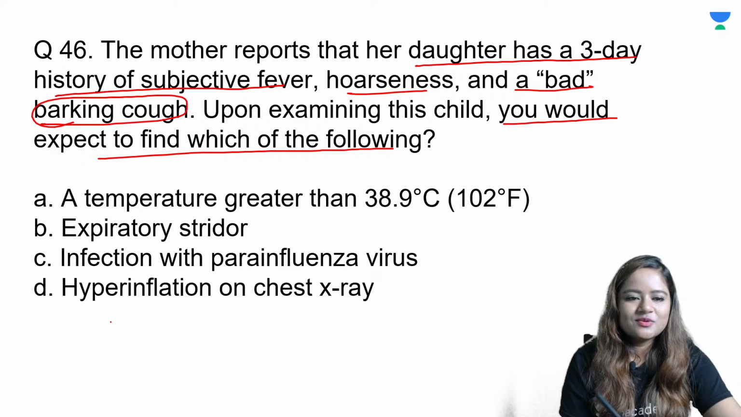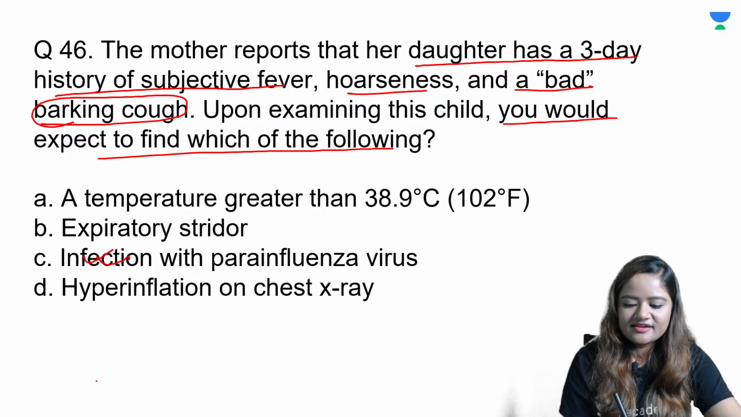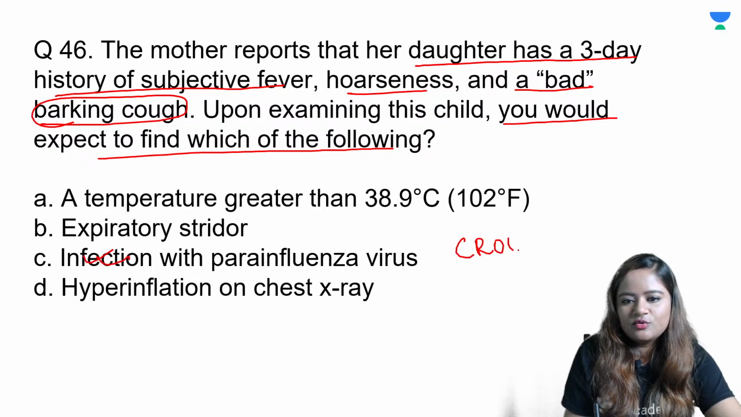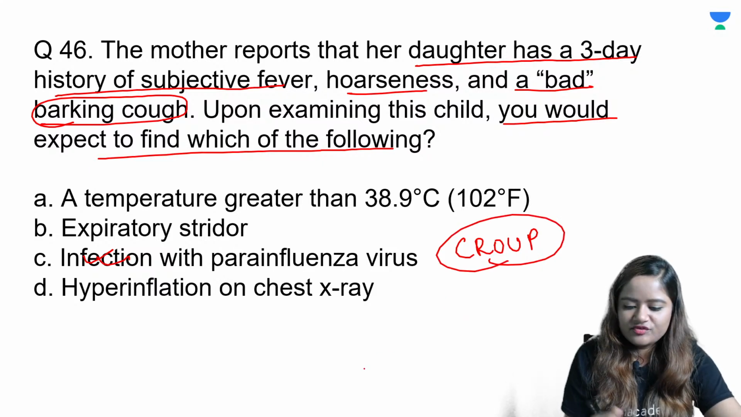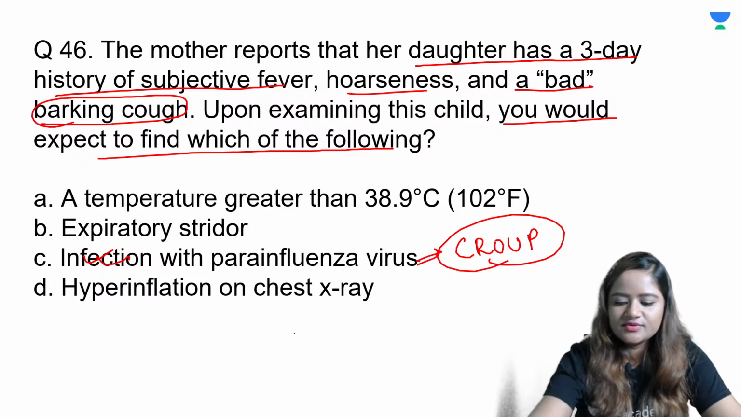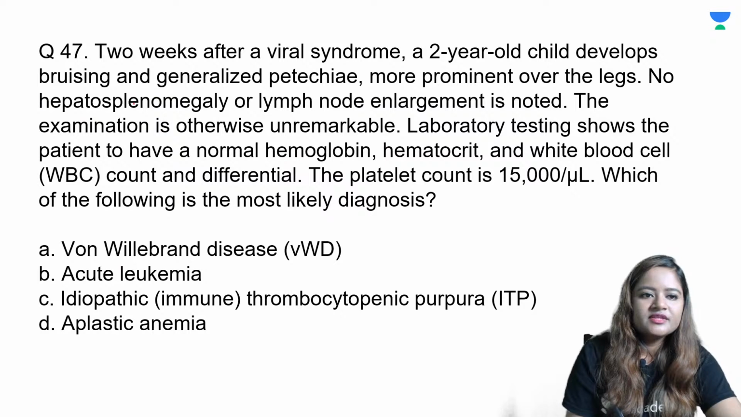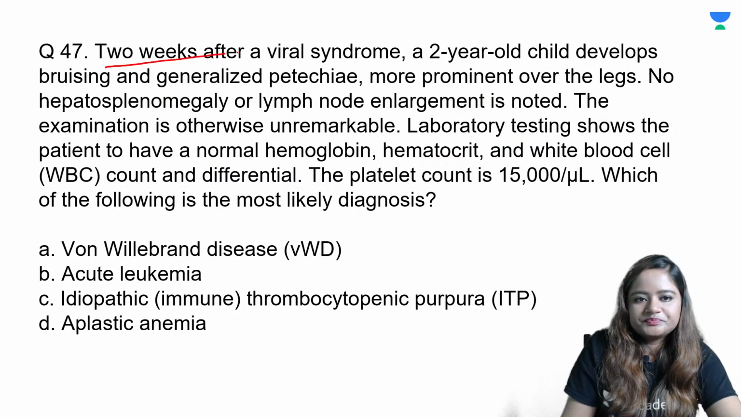So the right answer is option number C. It is talking about parainfluenza virus. We are dealing with croup. Okay? So barking type of cough, cold, hoarseness, and fever. That is classically for croup, and it is caused because of parainfluenza virus. Okay, that's absolutely right. Question number 47.